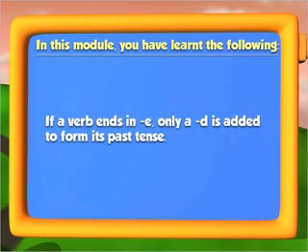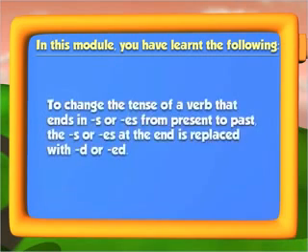If a verb ends in e, only a d is added to form its past tense. To change the tense of a verb that ends in s or es from present to past, the s or es at the end is replaced with d or ed.